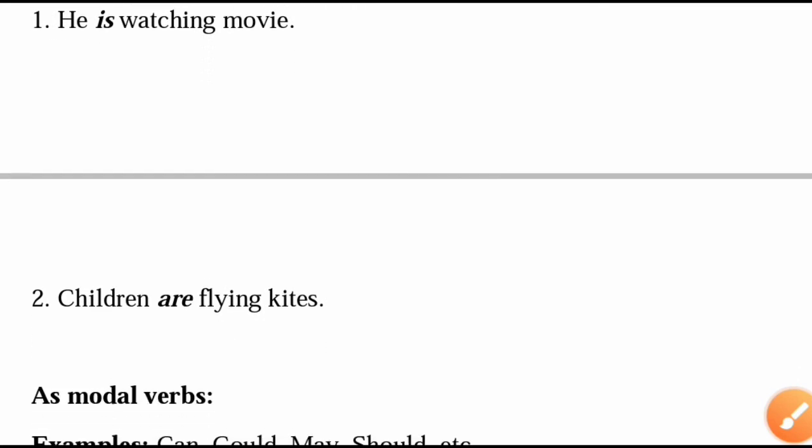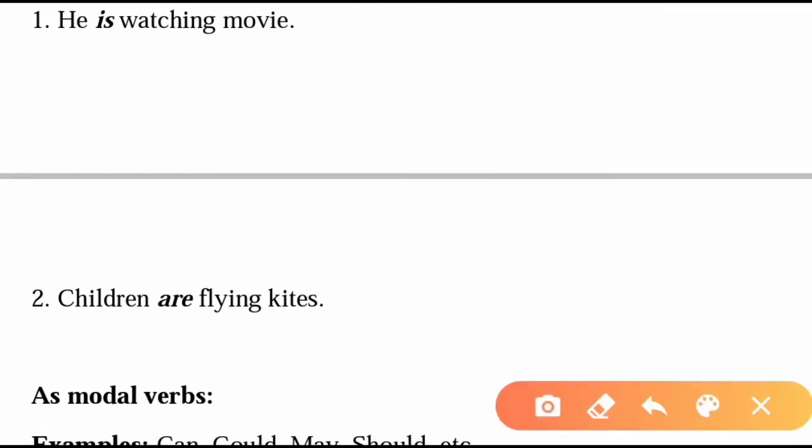Another example, you can see: "Children are flying kites." Here "are" is a helping verb which is helping the main verb, which is "flying" in this sentence. So "flying" is the main verb, and "are" is used for grammatical effect. We can identify this is the present tense because there is "are." So "are" is used here as the helping verb, so we can call it an auxiliary verb.